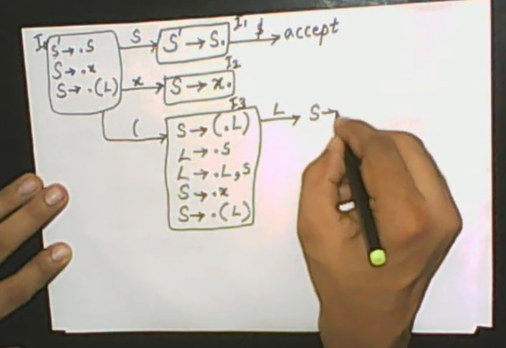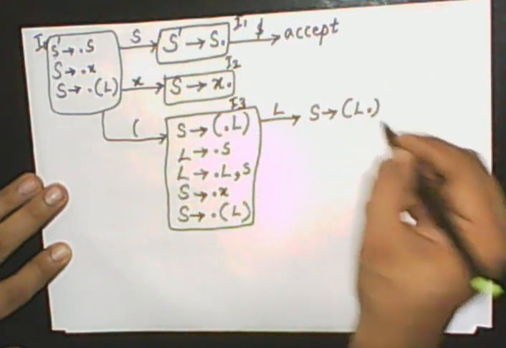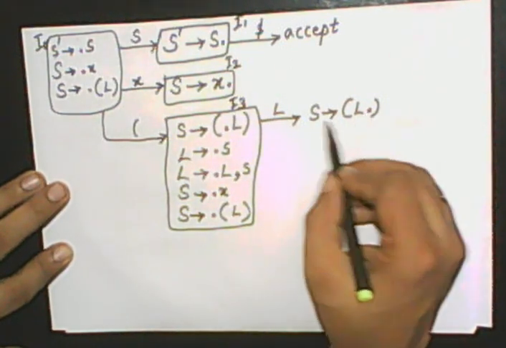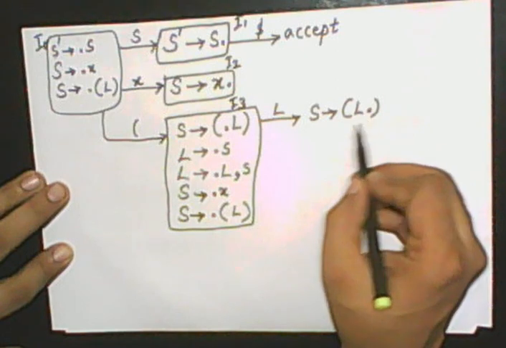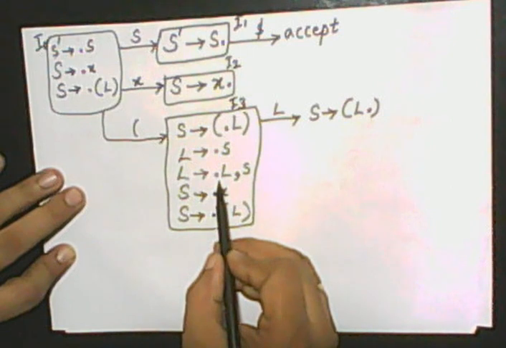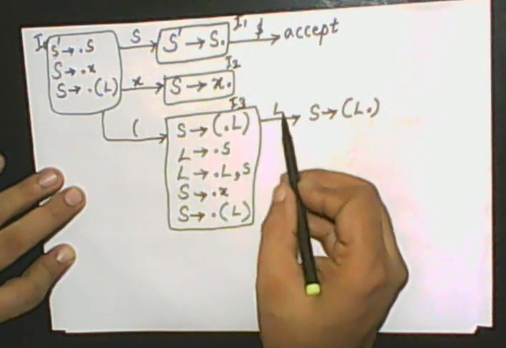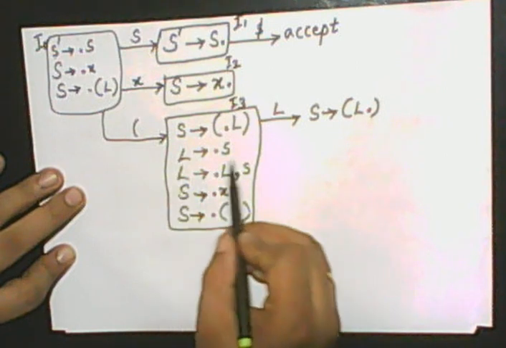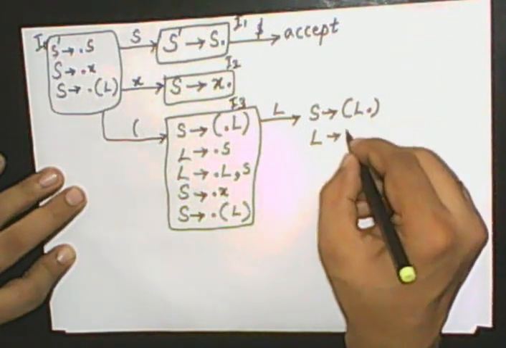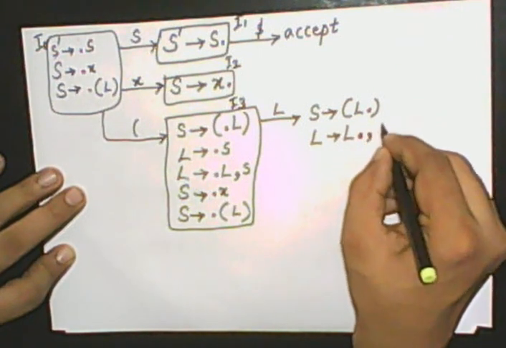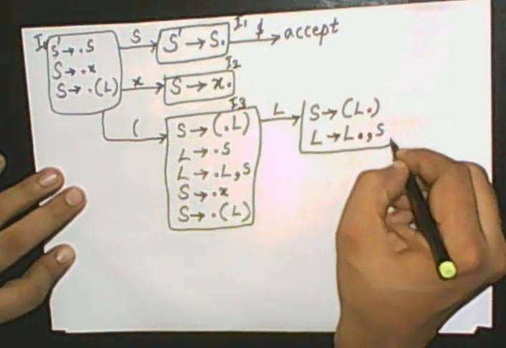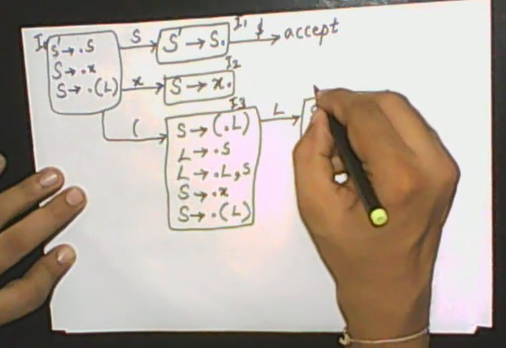S gives L dot closing parenthesis. And finding the closure of this, you cannot have any more items here. But here, if you notice, you have one more item where the L transition will have an effect on this particular item also. So we will write here L gives L dot comma S. Okay, so we cannot have any more items here. So this is a state which can be called I4.